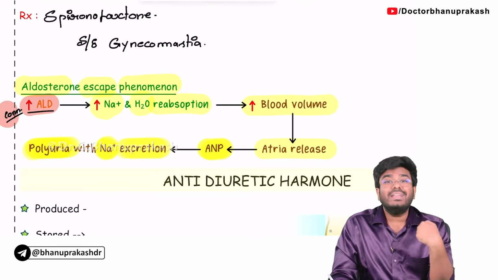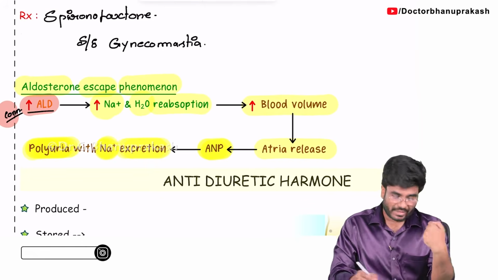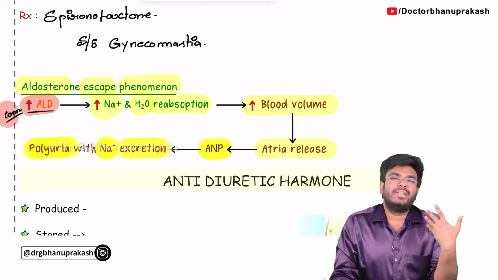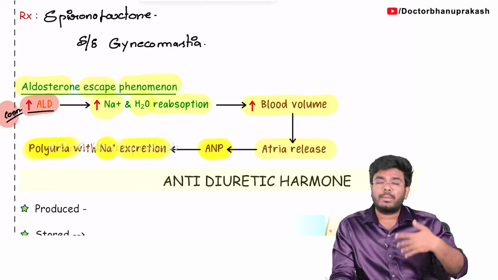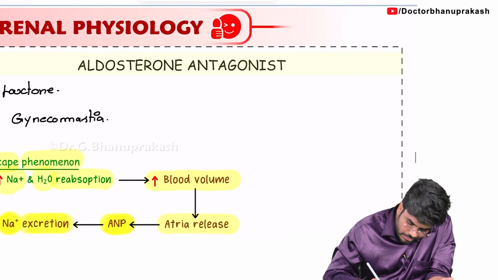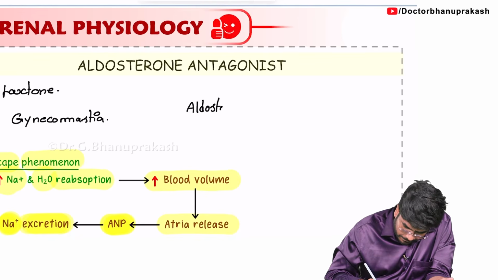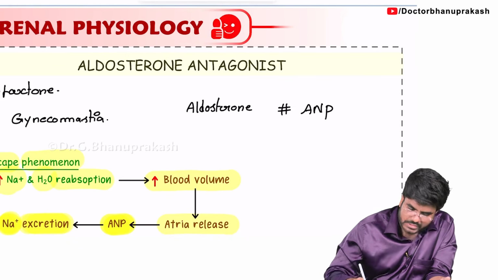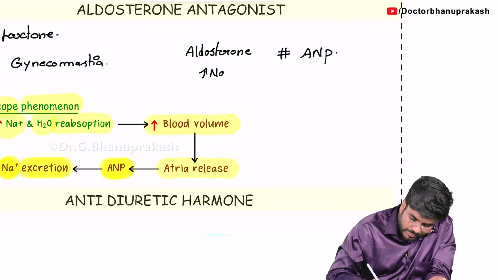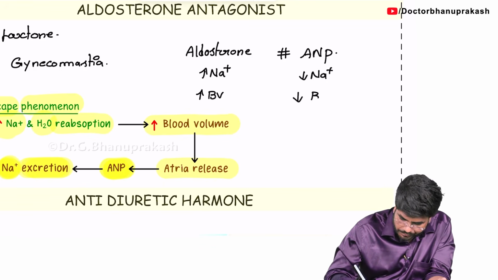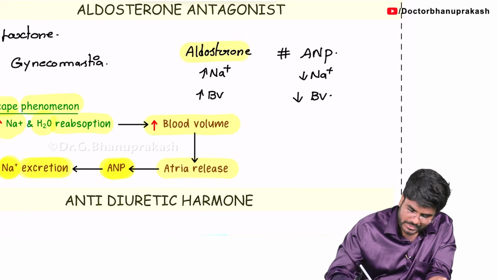Who is escaping? The body is escaping from the effects of aldosterone. So there is no excessive blood volume, no edema, no hypernatremia, because the body is trying to escape by producing atrial natriuretic peptide. Now try to understand: aldosterone and atrial natriuretic peptide are both antagonistic hormones. One will try to increase the sodium levels and the blood volume. The other will try to decrease the sodium levels and the blood volume. They are antagonistic, opposite-acting hormones, like wife and husband.